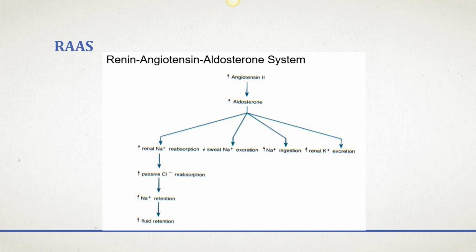Aldosterone is then going to cause an increase in the reabsorption of sodium. And when we reabsorb sodium, water is going to passively follow. So now you've got more sodium being sucked back up into the body, more water is going to be sucked back up into the body, and that's going to increase your blood pressure. The RAS system is going to decrease your urine volume.